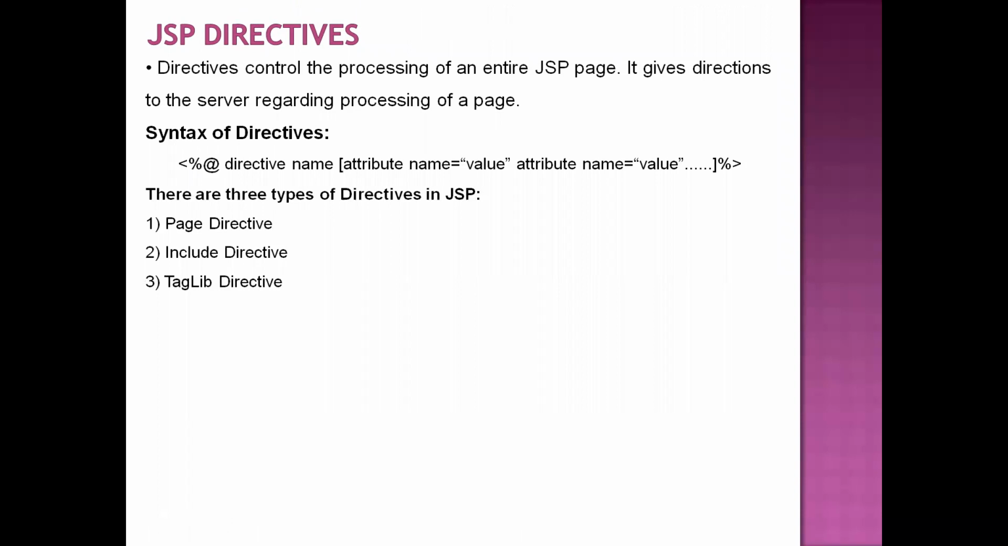There are 3 types of directives in JSP: page directive, include directive, and taglib directive. By using the page directive, we can give information about the complete JSP page to the JSP container. By using the include directive, we can combine one JSP page's content into another page's content. By using the taglib directive, we can create our own custom tags in JSP. These are the 3 important directives available in JSP. Let us see them one by one. First, we'll see the page directive.